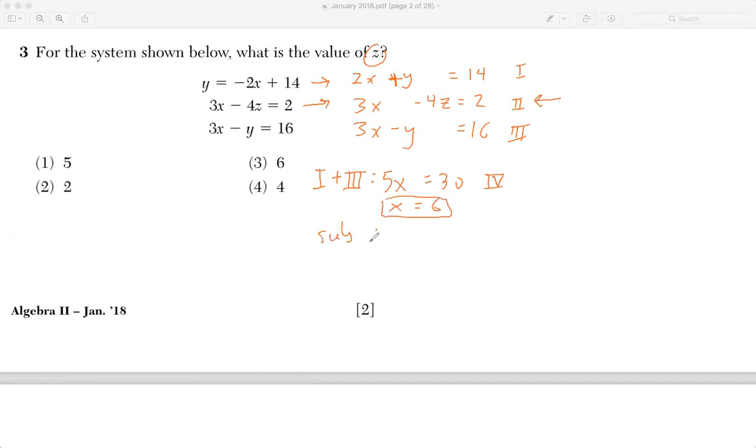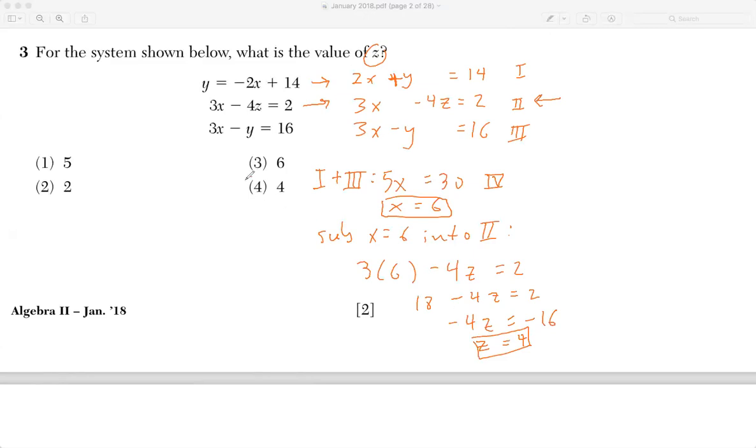I'm going to sub x equals 6 into equation 2. So you want to be really, really, really neat when you do these because they're often not this simple. So this is going to give me 3 times 6 minus 4z equals 2. 18 minus 4 times z equals 2. Subtract 18 from both sides. Minus 4z equals negative 16. Divide both sides by negative 4. Z equals positive 4.